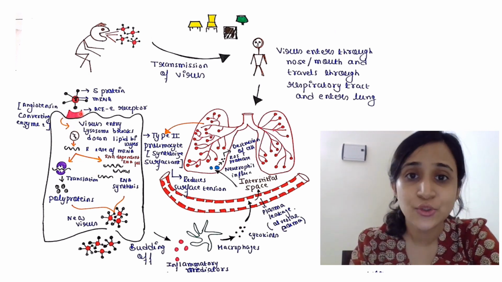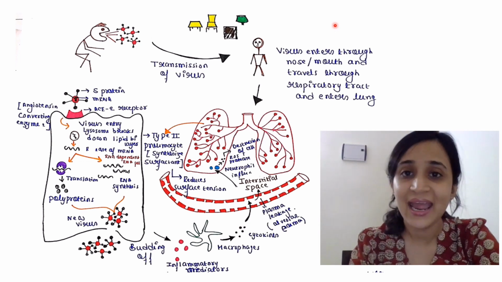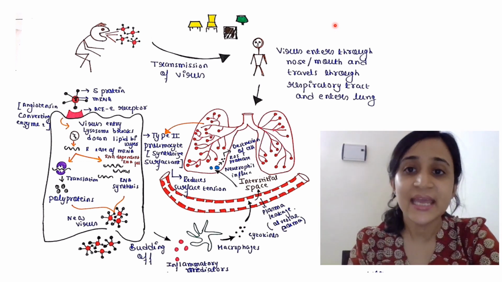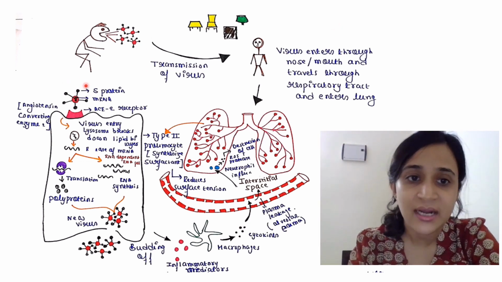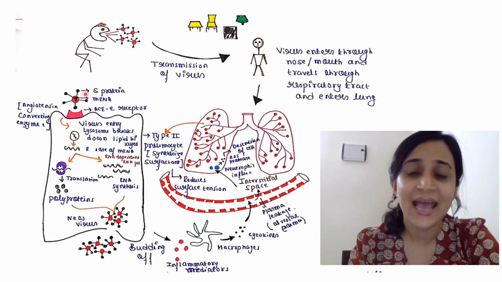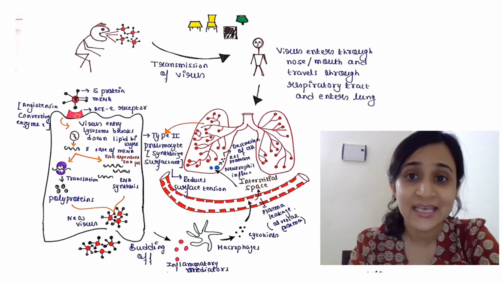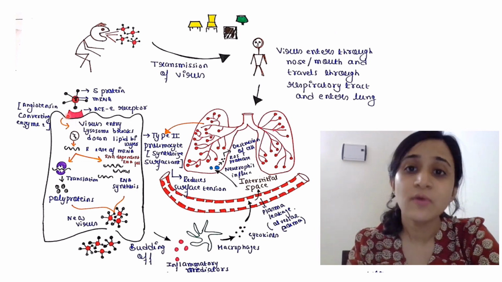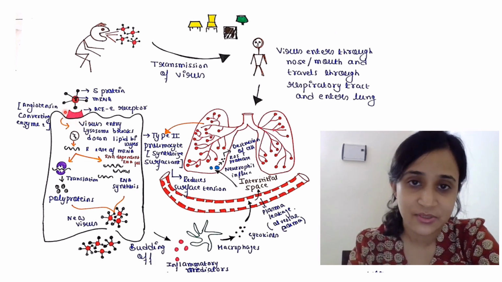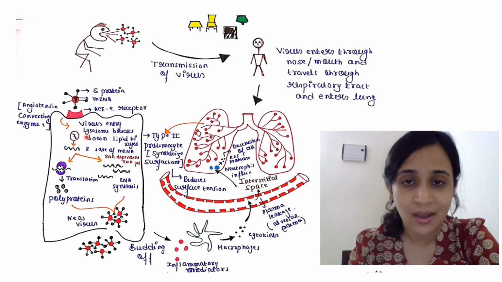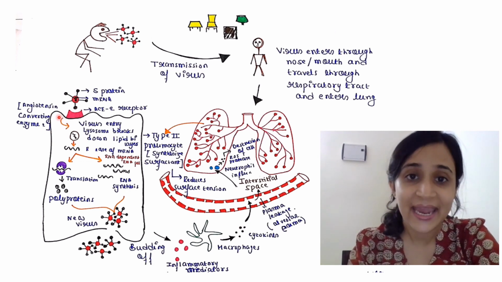Now, ACE2 receptors are special types of receptors found only in these cells and enterocytes. The spike protein of the virus has a high affinity for these ACE2 receptors. So viral spike proteins will bind these ACE2 receptors. Now, once binding occurs, the virus enters the cell cytoplasm through the process of endocytosis.